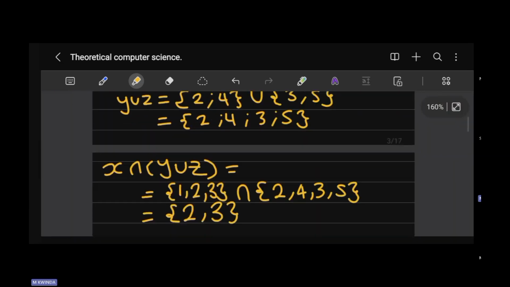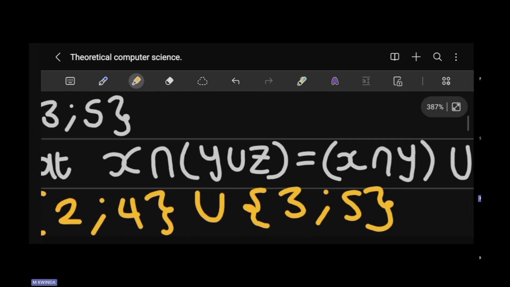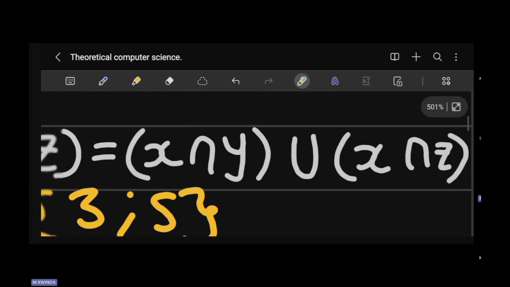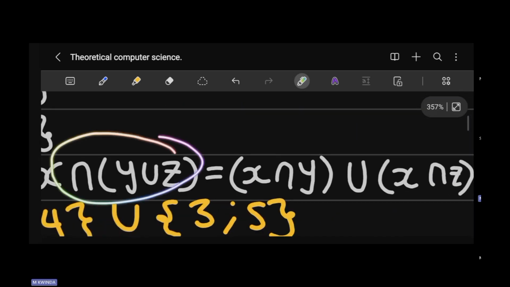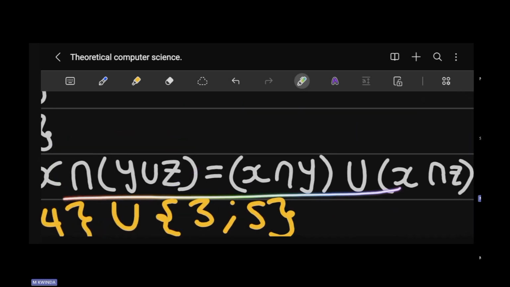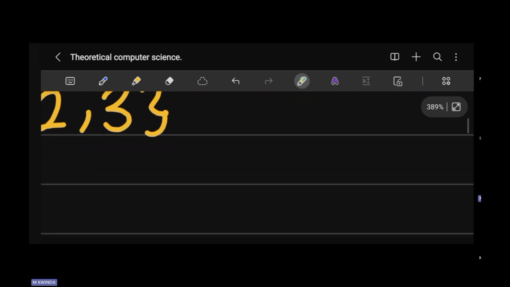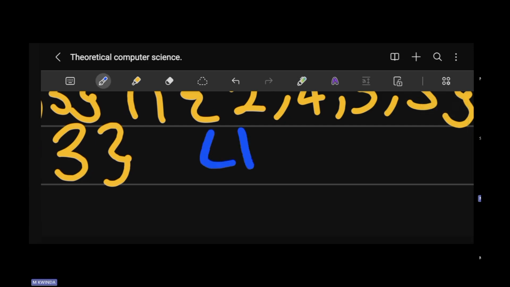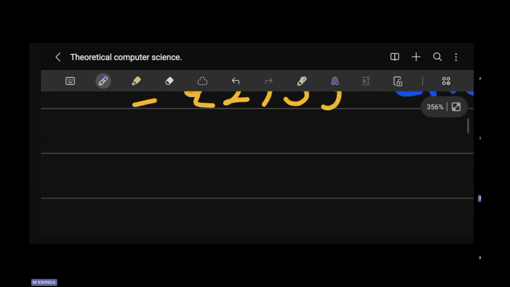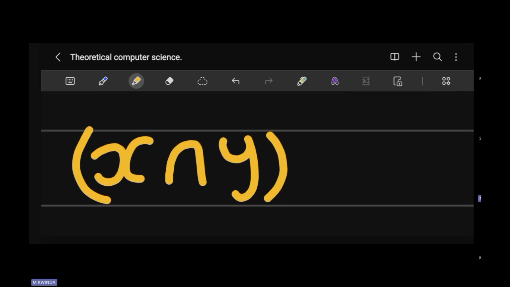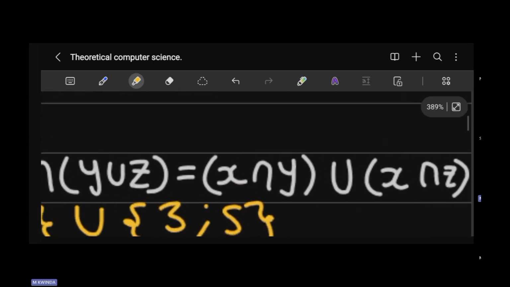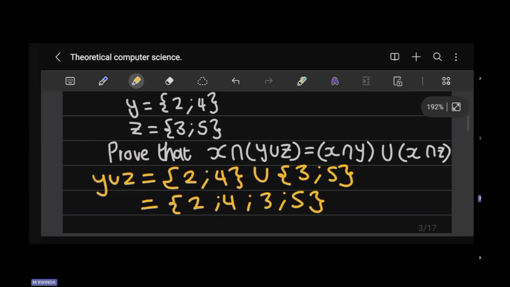Okay, so I have now everything here. Now I just need to find everything on this side. And then obviously if everything here is equal to this, that means I've proven that these two are equal, right? So let me just write this as my left hand side. I'm just going to prove my right hand side. Starting with x and y, so x and y would be this first, and then I'm going to do x and z at the end.